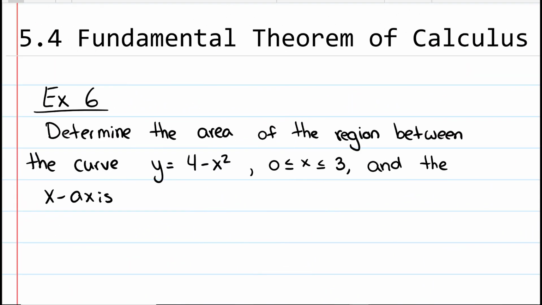Example 6. In this example, we're going to be determining the area of the region between the curve y equals 4 minus x squared between 0 and 3 and the x-axis. So the first thing you need to do in this problem is graph this on your calculator. When you graph this, make sure you're only looking at the interval between 0 and 3.